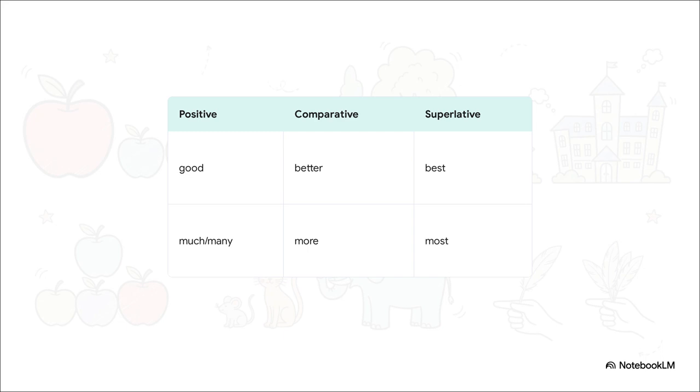For good, we don't say gooder. No, we say better. And for the superlative, we say best. Similarly, for bad, it becomes worse and worst. It's a good idea to just learn these special ones by heart.